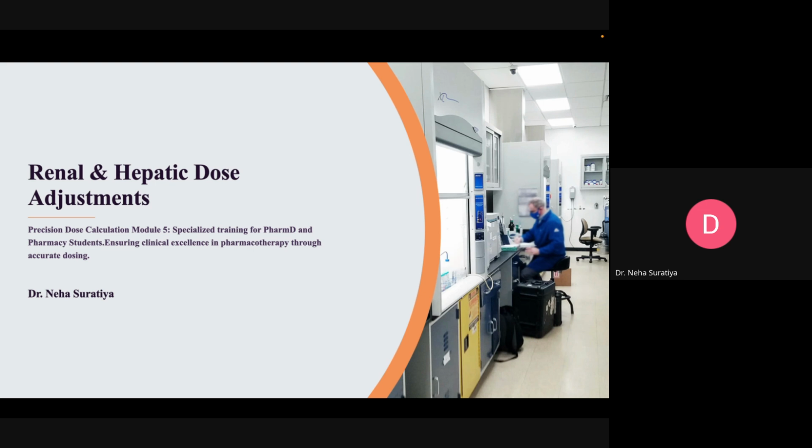Yes, it directly affects overall patient safety, ADR prevention, and treatment success, right? So this topic we cannot consider optional. And when we talk about precision, precision dose calculation, that means directly individualizing the therapy. What do we mean by individualizing therapy? In a broad way, we need to first identify the renal function of the particular patient. Is it normal or not, right?